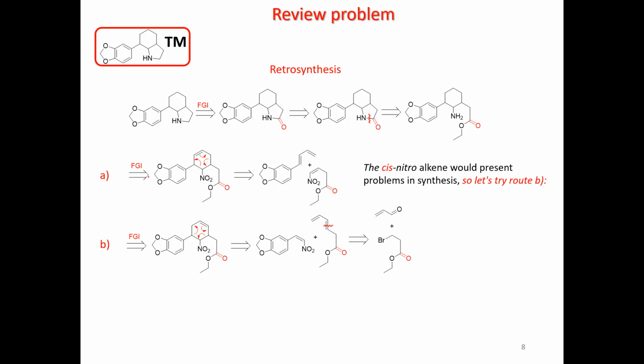You do a simple Wittig reaction. This Wittig reaction, this one is withdrawing enough to form the trans double bond here. Everybody happy. Then you need to form this one. How? You need to form a cis double bond.